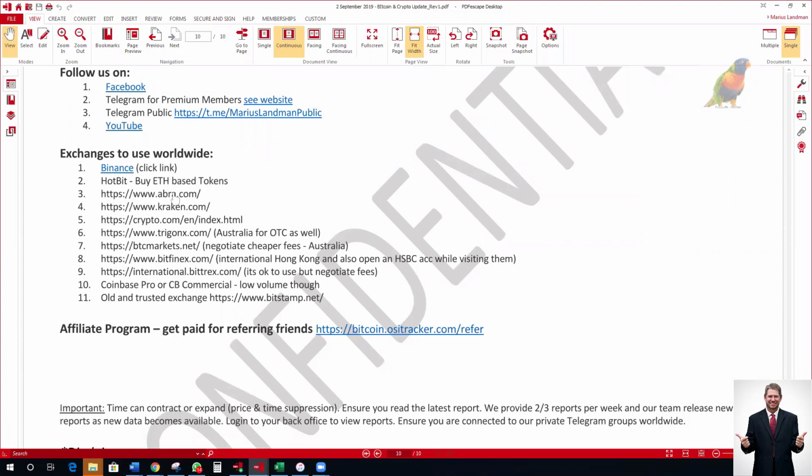Now, one of the other things is try not to use an IP blocker, where it blocks your IP address so that you can access an exchange. I don't think you can access Bitfinex. Can you access Bitfinex from the US? I don't think you can. You can technically, but you're not supposed to.